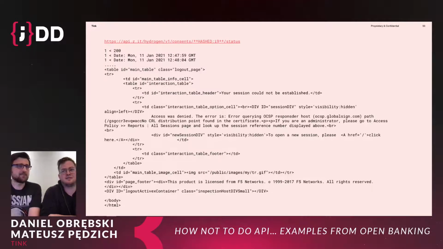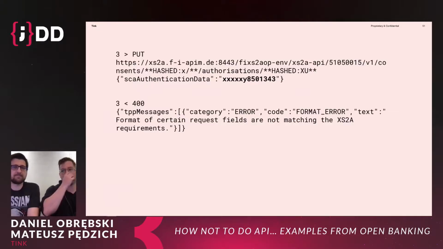So we have a false positive message here. And in HTML we have "access was denied", so 200 or access was denied. Another example: it was sending the second factor data, and we get a response. It was legitimate data, and the format of certain request fields is not matching the requirements.